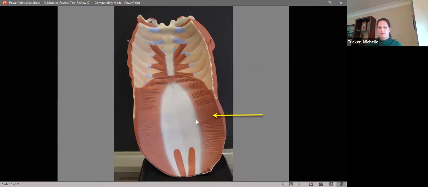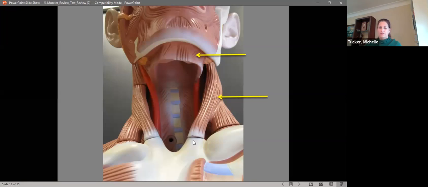This is giving you a view of transverse abdominis. So transverse abdominis is going to actually help to hold our abdominal contents, our abdominal wall, in. And it runs transverse, and it's seen on the flip side of that chest plate. That's the only place on our torso model that you can see it.